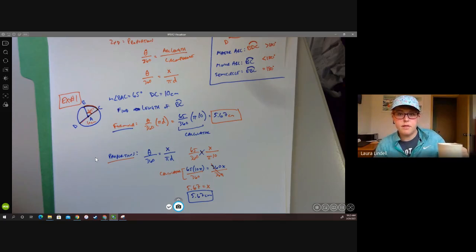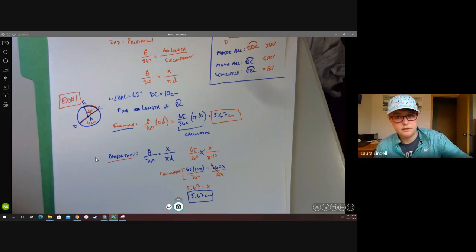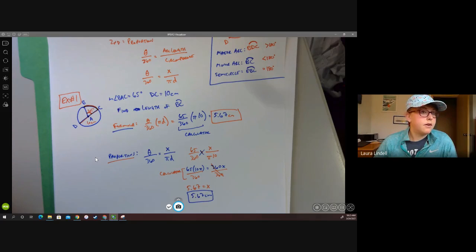Got to vote for the formula method? Anyone else? Formula. Yeah, I'm inclined to agree. The formula way is typically shorter, and it's just a rearrangement of the proportions. So most of what I'll show from now on is probably going to be the formula way. If you prefer proportions, though, feel free to continue doing proportions. Okay, let's do another one.